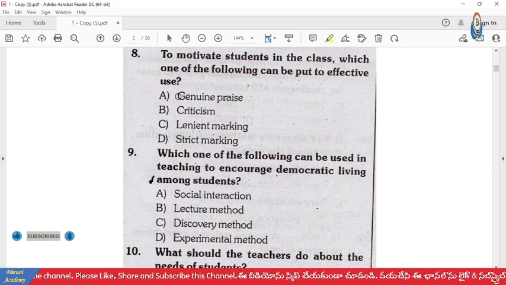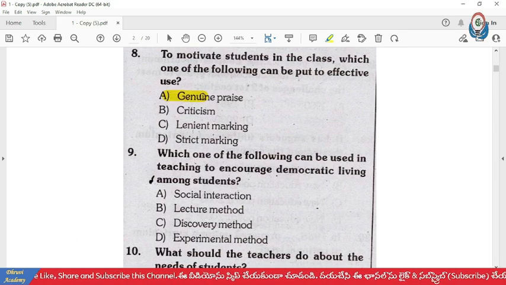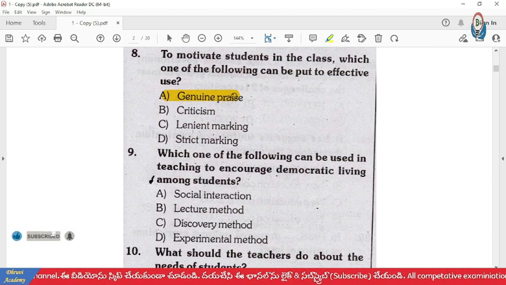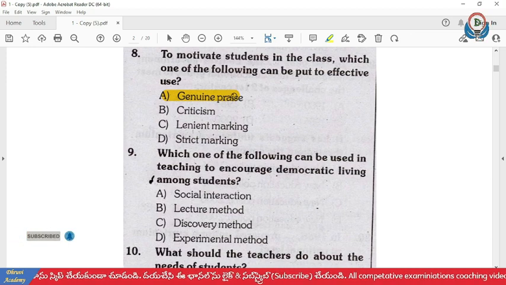It's genuine praise. This is the right answer. This is the effective use to motivate the student.